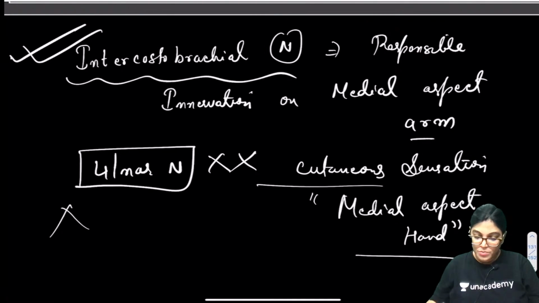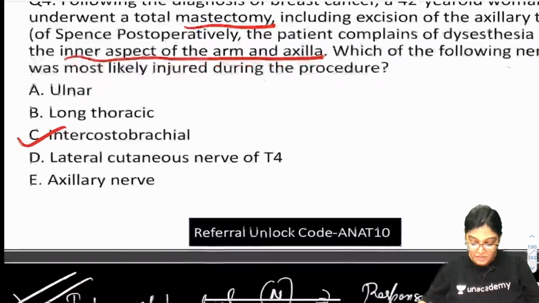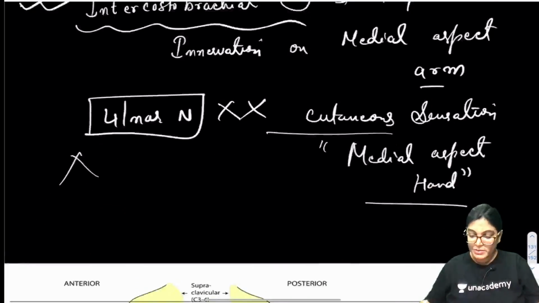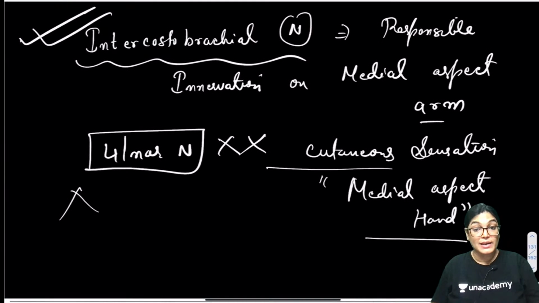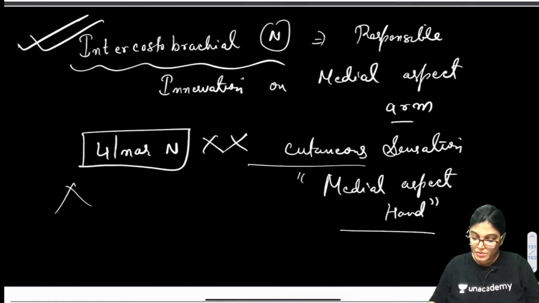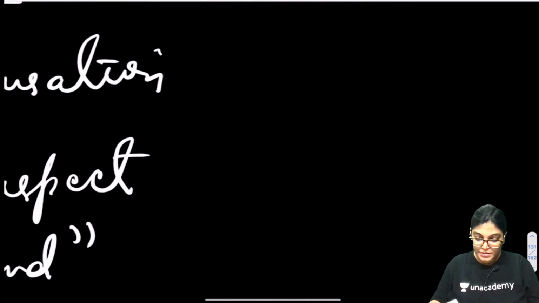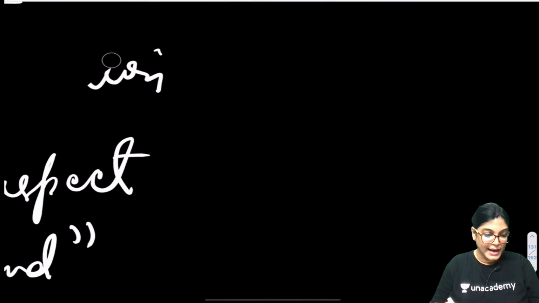So what were the other options? Lateral cutaneous nerve, axillary, long thoracic. Let me explain the other options also, then I will show you a diagram where you can see further explanation. So we have ruled out 1 and 2. The correct option is the intercostobrachial nerve and the incorrect option is the ulnar nerve.